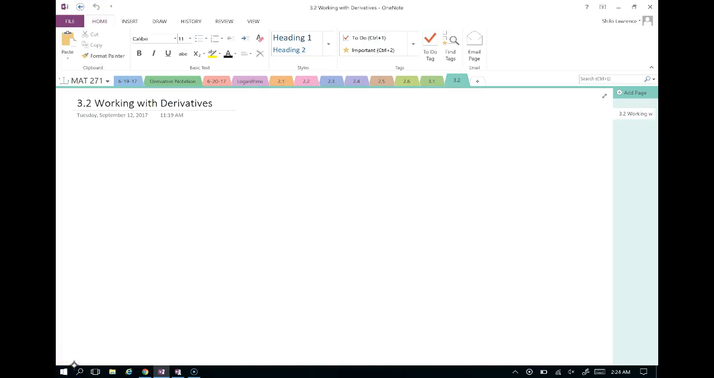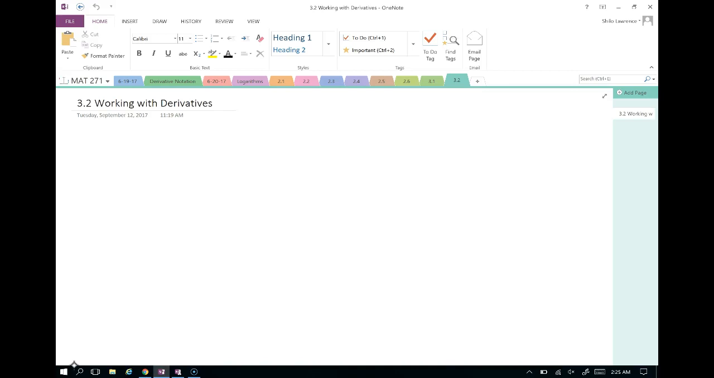Section 3.2 is pretty short, and it really just has to do with the graph of a derivative and how it relates to the graph of the original function, and then also the link between differentiability, which is being able to take the derivative of a function, and continuity of a function, which we talked about at the end of the last chapter.